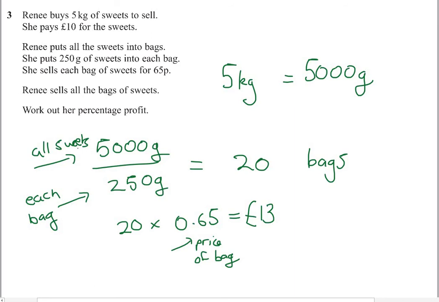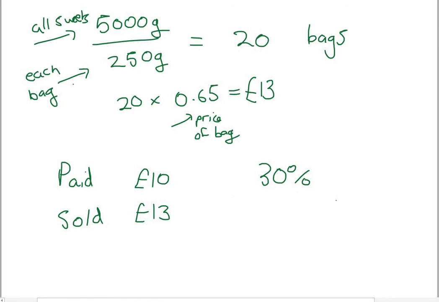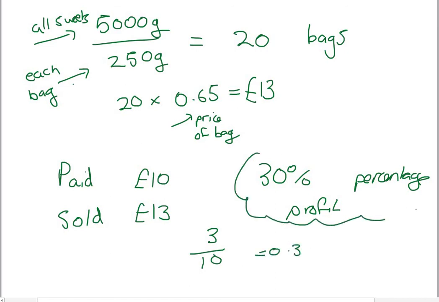So we know she's paid £10 for the sweets. So paid £10, sold for £13. So you should be able to see that this is a 30% profit. Yeah, because you take the profit, which is £3, and you divide by 10. This is 0.3, and there we go. So the answer is 30%.